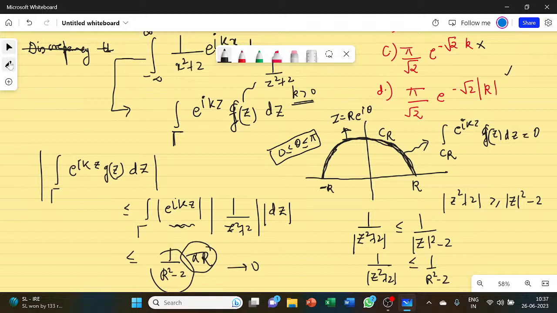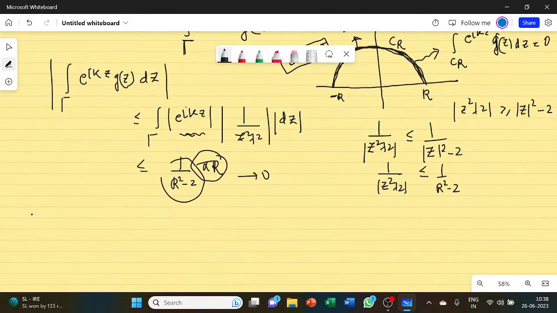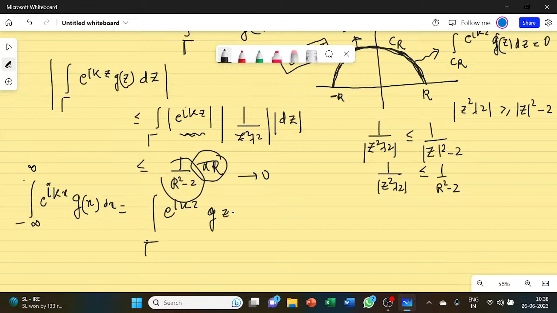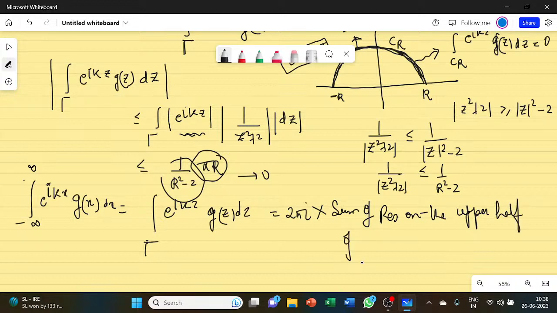So what happens is, if I want to find an indefinite integral from minus infinity to plus infinity of e to the power iota kx, and you have, let's say, g of x. Here g of x is 1 upon x square plus 2. Then you can write it in these terms, e to the power iota kz g(z) dz. And you know what this integration is? This integration is 2 pi iota into the sum of residues on the upper half of the plane.